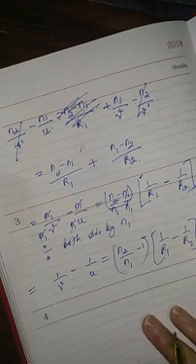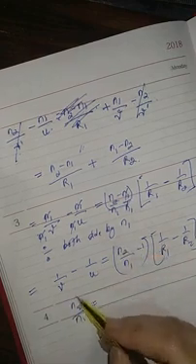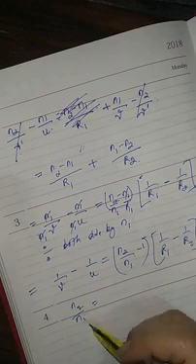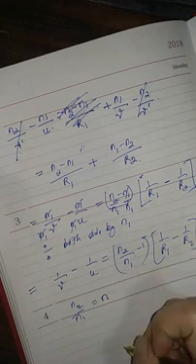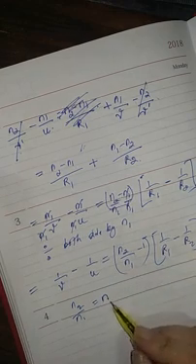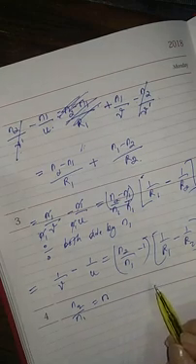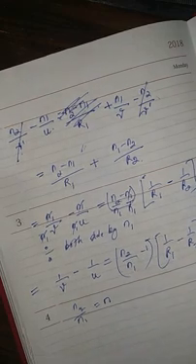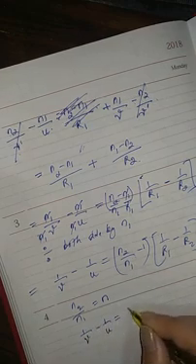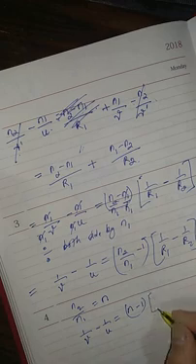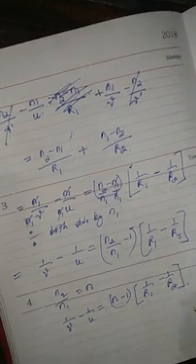Now what we know is n2/n1, the refractive index of the second medium divided by the refractive index of the first medium, is the refractive index of the material of the lens with respect to the surrounding medium. So in place of this, we write 1/v - 1/u equals (n - 1)(1/R1 - 1/R2).